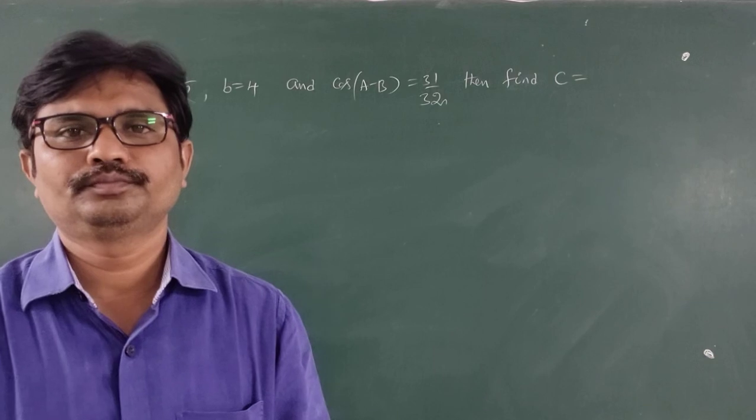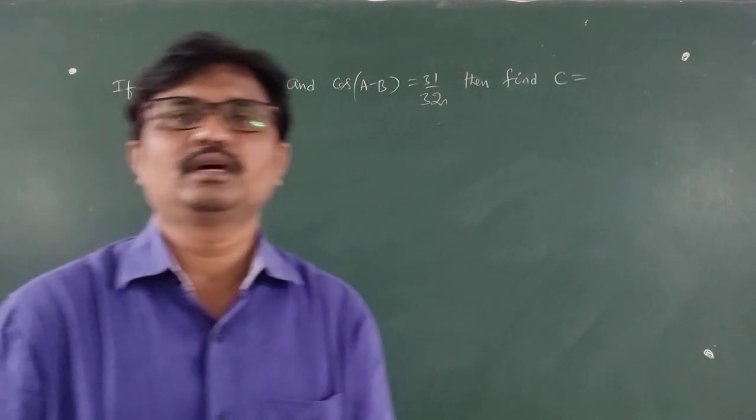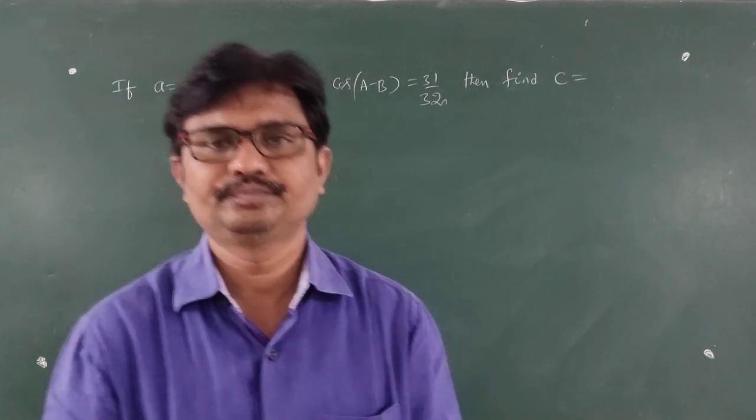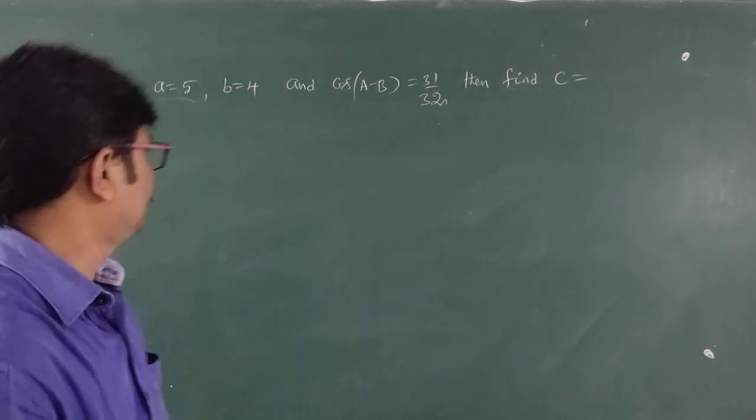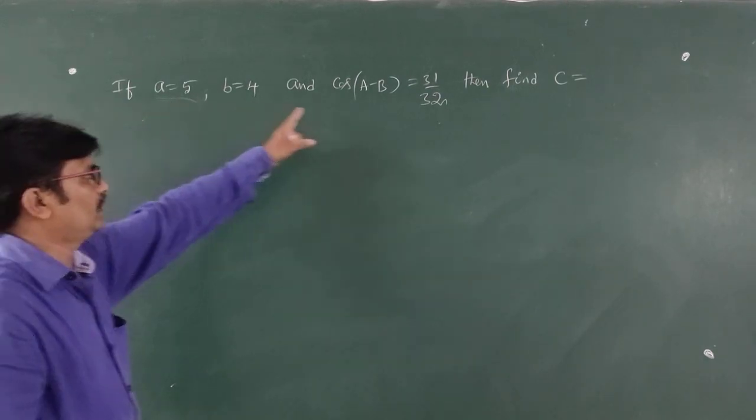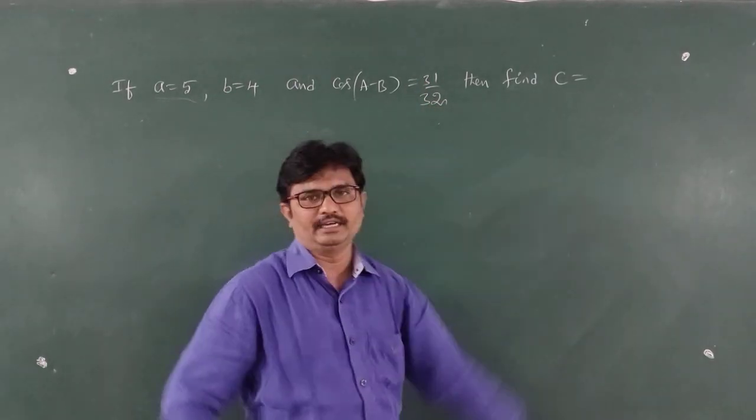Today also we are going to discuss properties of triangles part 1, some different model questions. Okay, right now the first one is: a = 5, b = 4 and cos(A − B) is 31 by 32. Then find c.